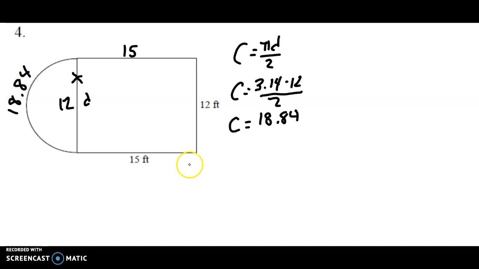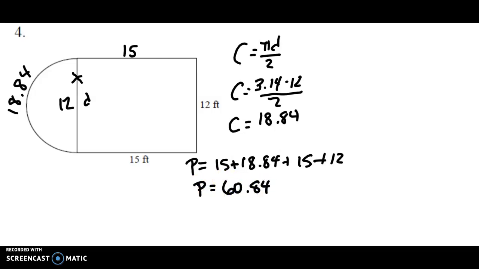And now I can find my perimeter by adding up the sides. P equals 15 plus 18.84 plus 15 plus 12. Again, that's this 12. This 12 is not a part of it. And when I add that up, I am going to get 60.84 feet.